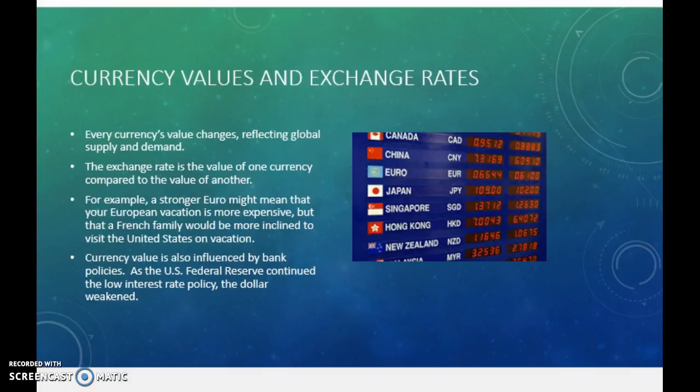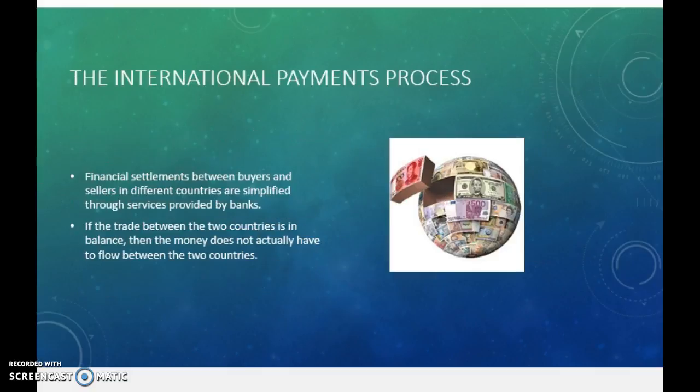Currency value is influenced by bank policies. As the Federal Reserve maintains low interest rates, the dollar weakened. Financial settlements between buyers and sellers in different countries are simplified by services provided by banks.